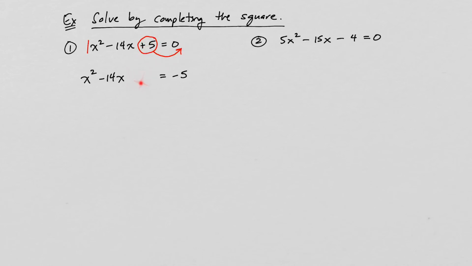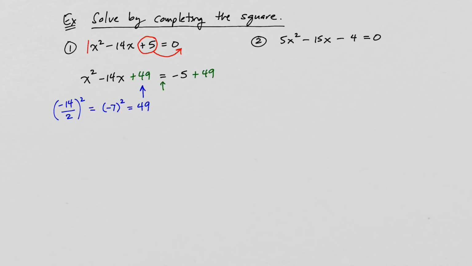Now I'm going to complete the square here. So how do we complete the square? We take the middle number, which is negative 14, divide it by 2, and square that. And this is negative 7 squared, which is 49. And so this is the number that we need to add to complete the square. All right. Now if I add 49 here, remember we have an equation here. So if I add 49 to the left side, I must add 49 to the right side as well.